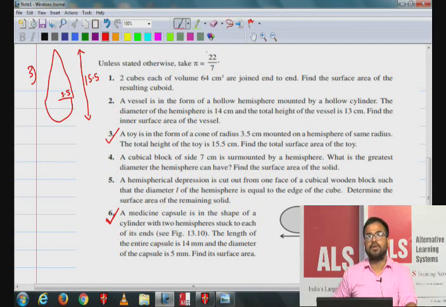And in this cone you have to figure out the slant height, because to find the curved surface area you know that the formula for curved surface area is pi r L for the cone, and here the L is not given. So first you have to figure out that L also using the Pythagoras theorem.